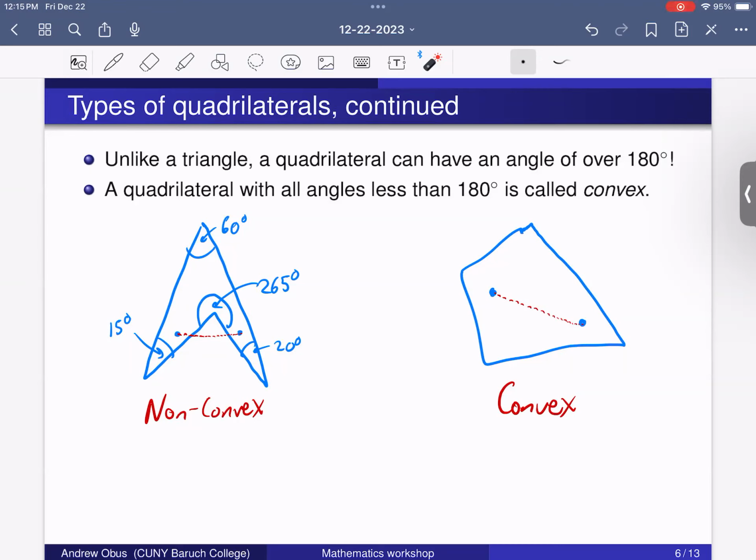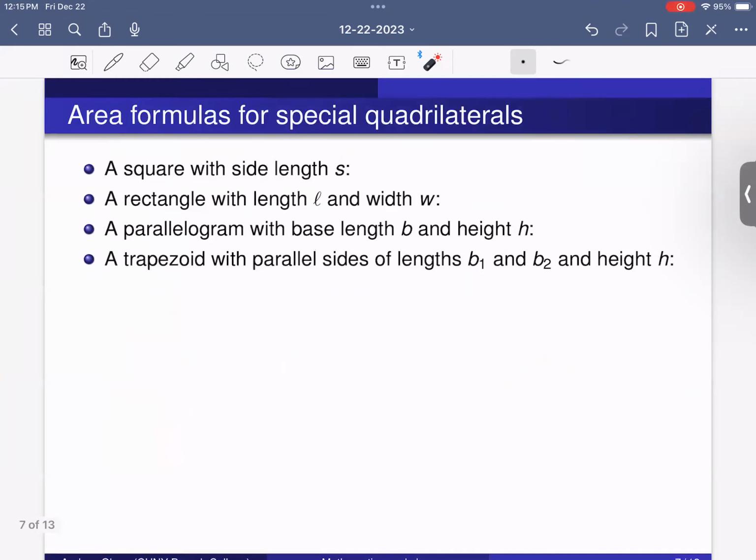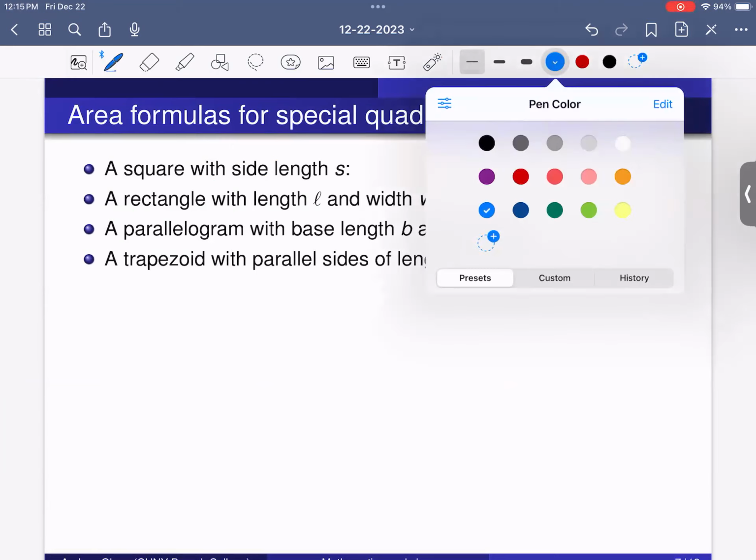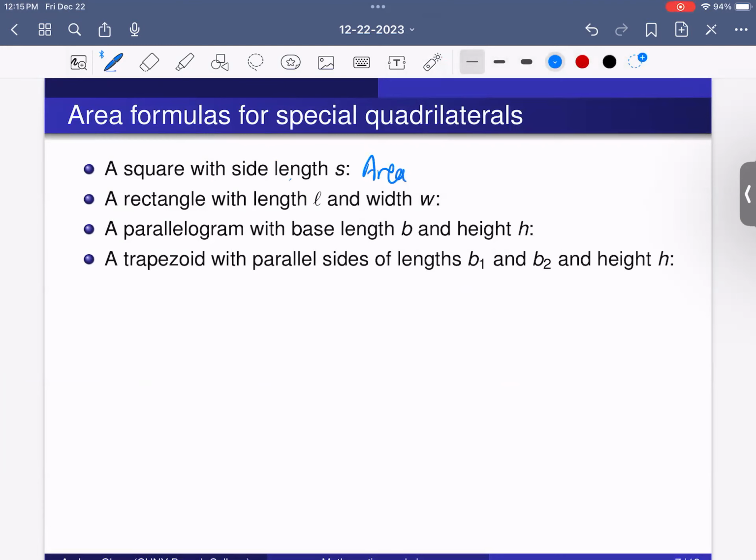Okay, all right, so let's move on. We have area formulas for our special quadrilaterals, right? We know that for a square of side length s, the area is equal to s squared. We have a rectangle with length L and width W. We've already seen this. The area is length times width, so it's L times W. In this diagram, this would be L and this would be W.